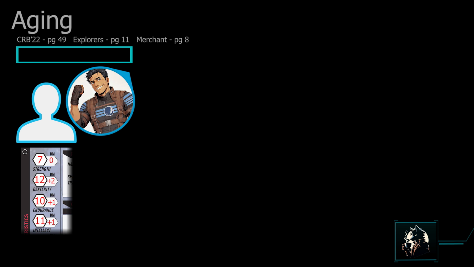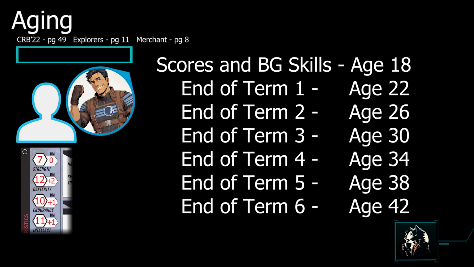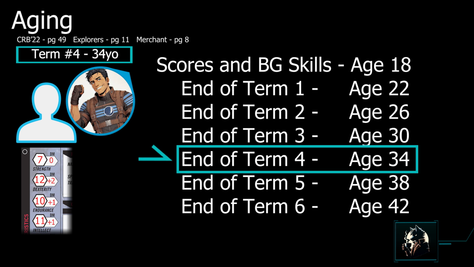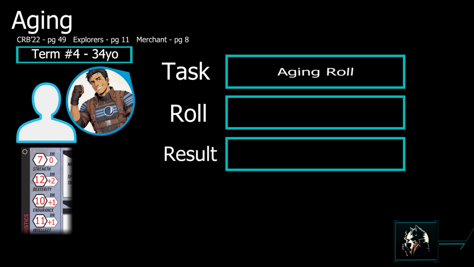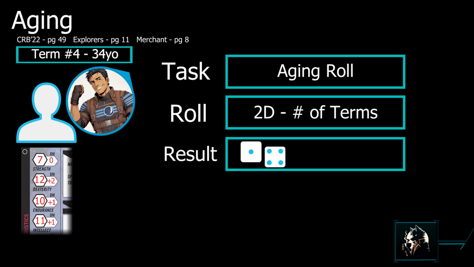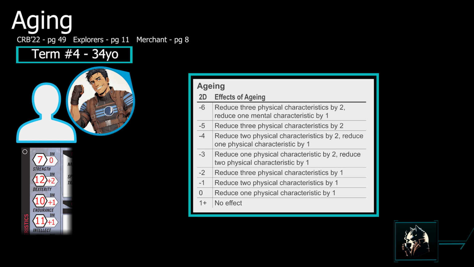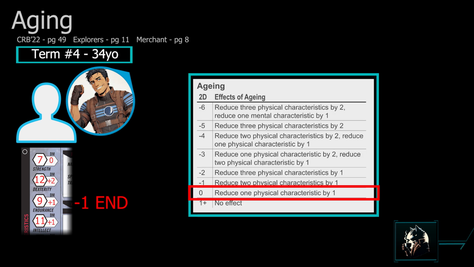At the end of a traveler's fourth term, when they are 34 years old, they must now, and at the end of every future term, begin to make aging rolls. Looking at the aging section on page 49 of the CRB 22, roll 2d and subtract the number of terms your traveler has lived through so far. As long as the result of your roll is above 0, there are no ill effects to your traveler. If the result is 0 or below, your traveler starts feeling the effects of aging and will permanently have their physical characteristic scores reduced. Check the aging table and apply the results of your roll.